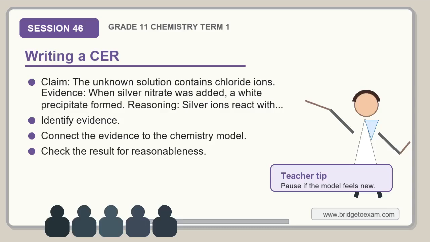The precipitate is consistent with the net ionic equation: Ag+ plus Cl- gives silver chloride. Notice how the answer comes from evidence and reasoning, not from guessing.